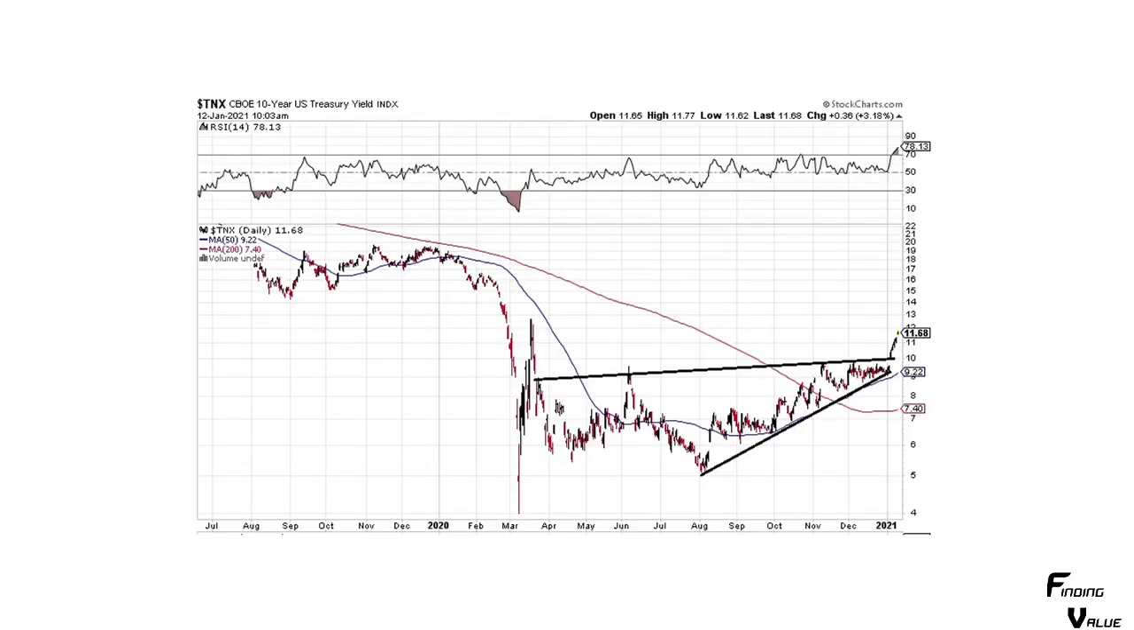Next, this is the 10-year, looking at it from a different perspective, zoomed in. We broke to the upside of this pattern, looking like rates are going to go quite a bit higher.